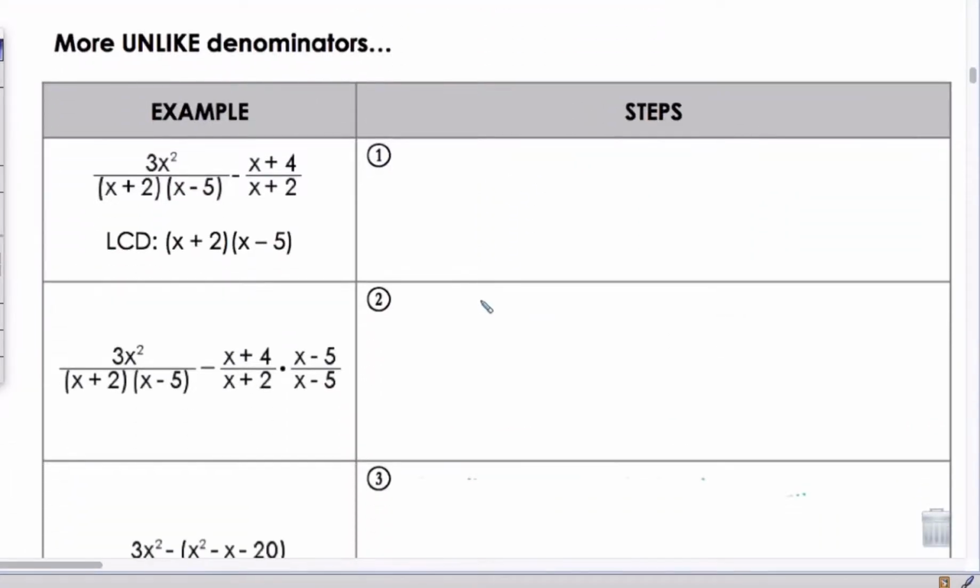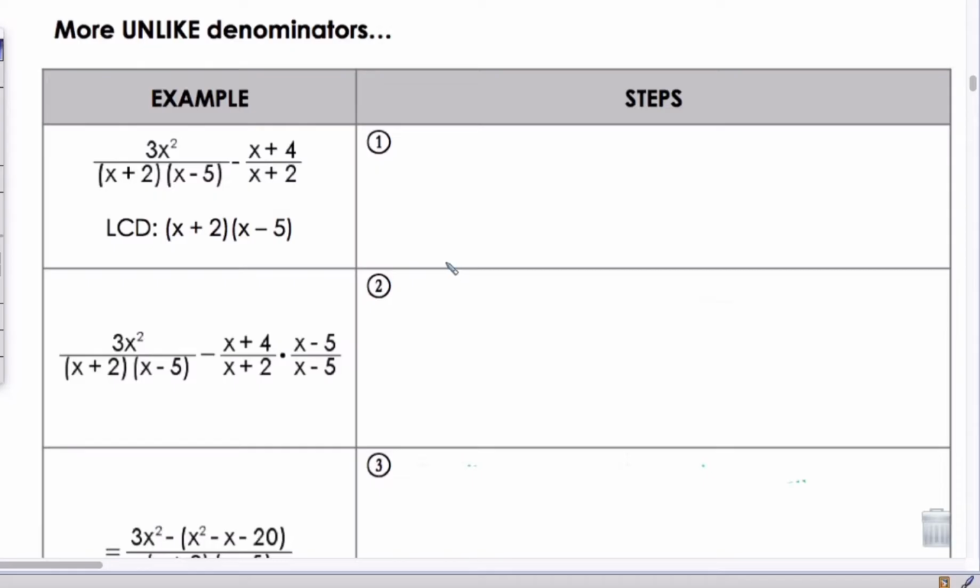We're going to continue with more unlike denominators. And in this situation, I have an example for you, and we're going to analyze the example to see if we can figure out what steps we need to take in order to simplify. Okay, so if I look at the first part of this example, it looks like the first step is finding the LCD. And I can see that in this expression I have x plus 2 times x minus 5. This one only has x plus 2. So I can see that I need to use both as my LCD. So my first step is to find the LCD, which in this case is this.